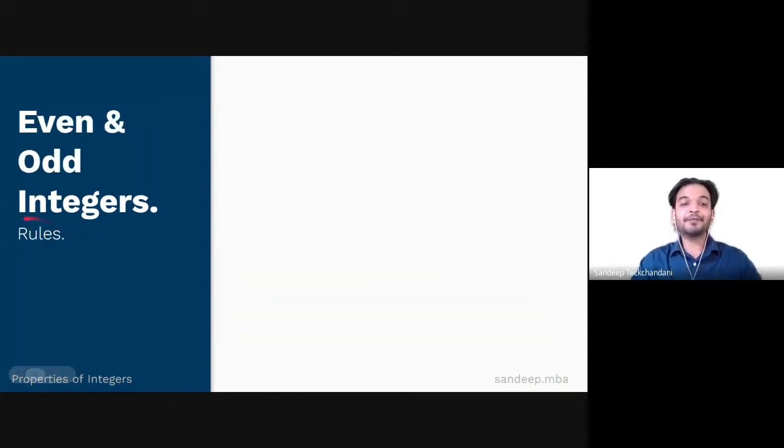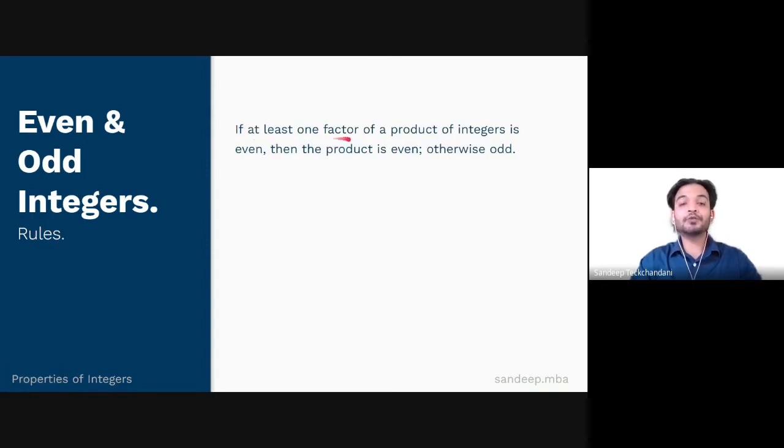In this slide, we will learn some rules regarding even and odd integers. If at least one factor of a product of integers is even, then the product is even, otherwise odd. Let me illustrate this point with the help of an example. 2 times 3 is 6. 6 times 5 is 30 and 30 times 7 is 210, which is an even number. Another example, 3 times 5 is 15 and 15 times 7 is 105, which is an odd number.